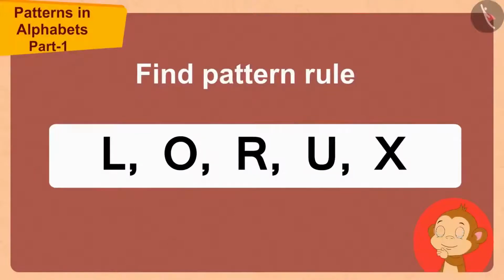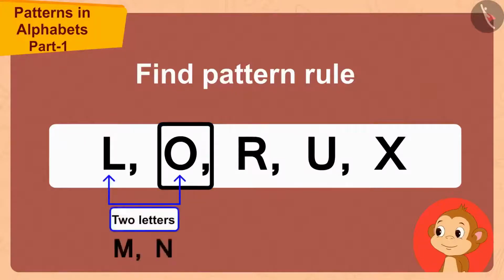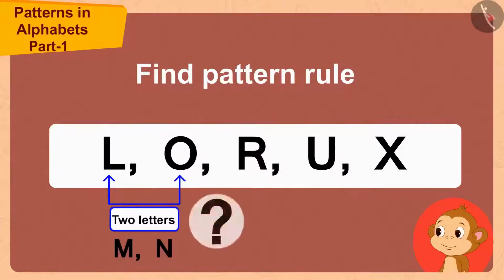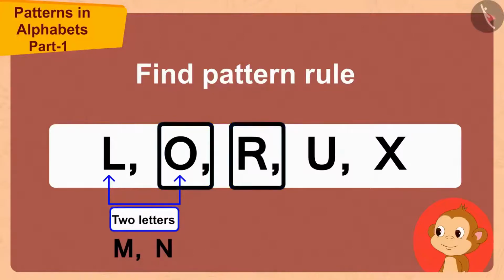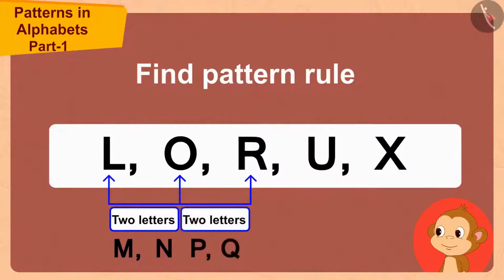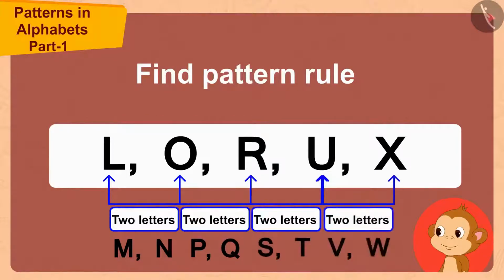The first letter of this pattern is L and the second letter is O. The difference between these letters L and O is of 2 letters. And how many letters difference is there between these letters O and R? Exactly, 2 letters. Thus, the rule of this pattern is the difference of 2 letters between each letter and the letter preceding it.